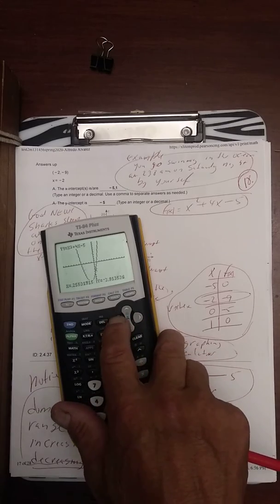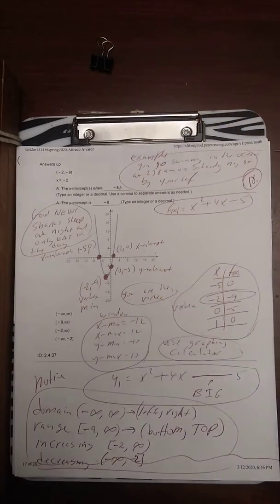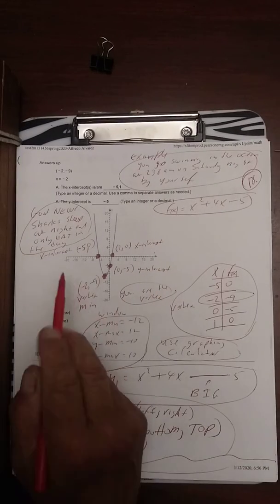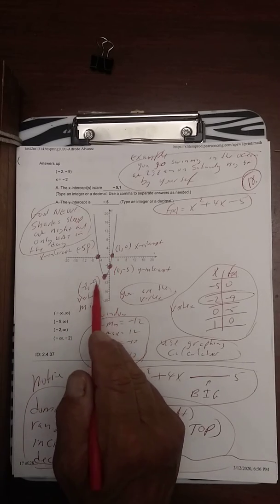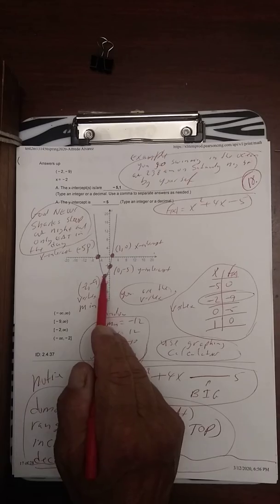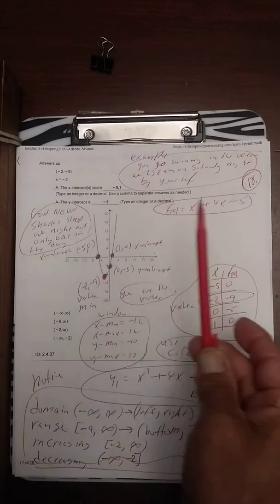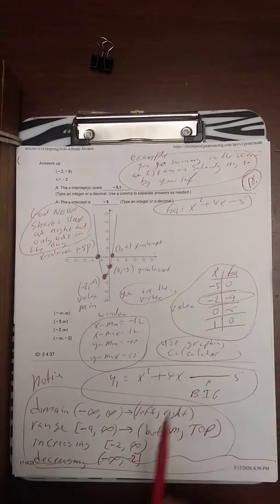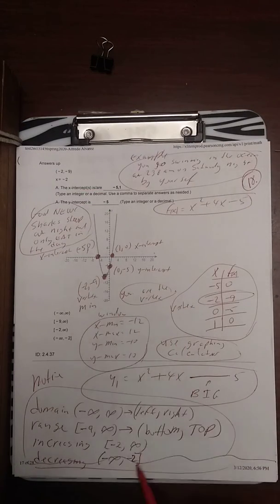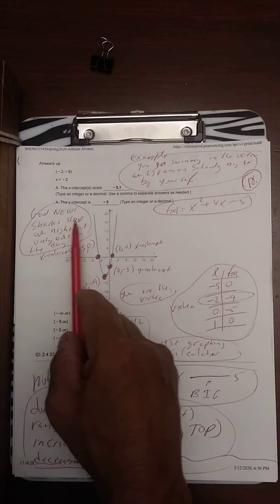Alright, so now we know what it looks like. Like that. So now, negative 5, 0 and 1, 0 are the x-intercepts. 0, negative 5 is the y-intercept. And then the vertex is negative 2, negative 9, using my graphing calculator. Also the domain is negative infinity to infinity. Range goes from negative 9 up to positive infinity. It's increasing from negative 2 going up, and it's decreasing from negative infinity to negative 2.